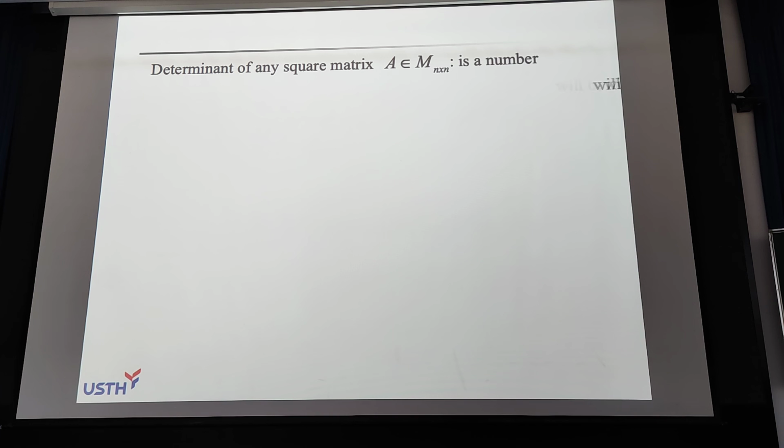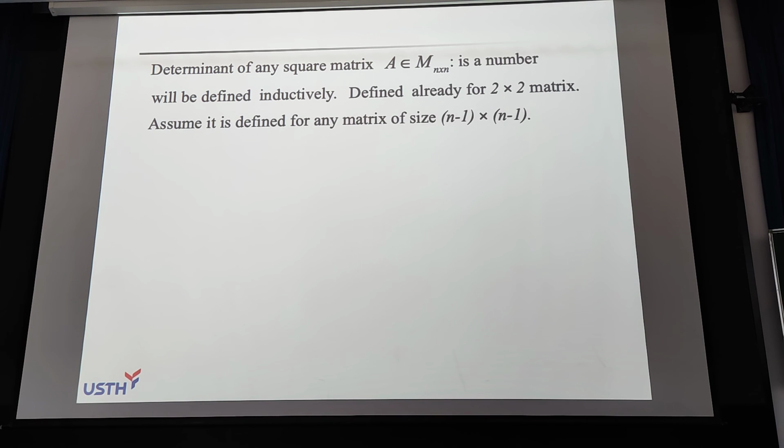How can we define it? That will be defined inductively. Số đó được định nghĩa một cách quy nạp, có nghĩa là định nghĩa từ từ. Okay, we inductively define it as follows. We already defined it for the smallest case, that is the 2 by 2 matrix. Now, suppose that we have defined the determinant for any square matrix of size n minus 1 by n minus 1.